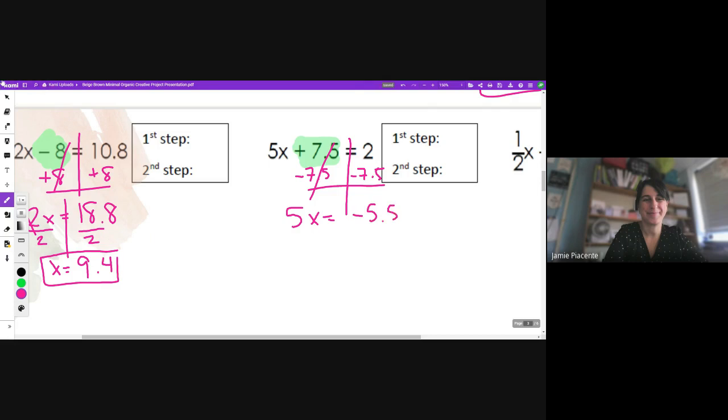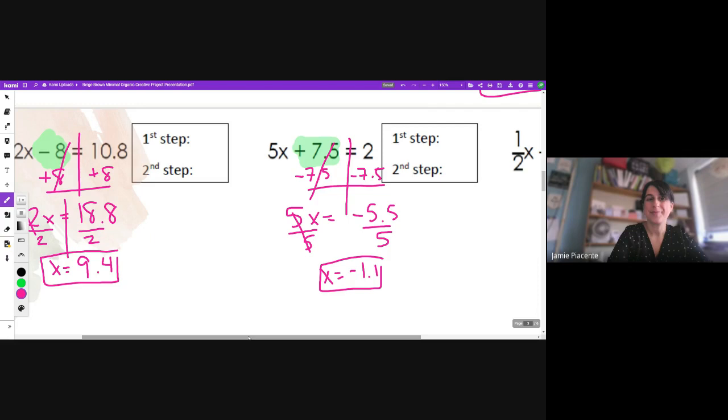Now the 5 and the x are touching. Since they're touching, that means multiplication. So to undo multiplication, we do division. Both sides divided by 5. Negative 5.5 divided by 5 gives me negative 1.1.